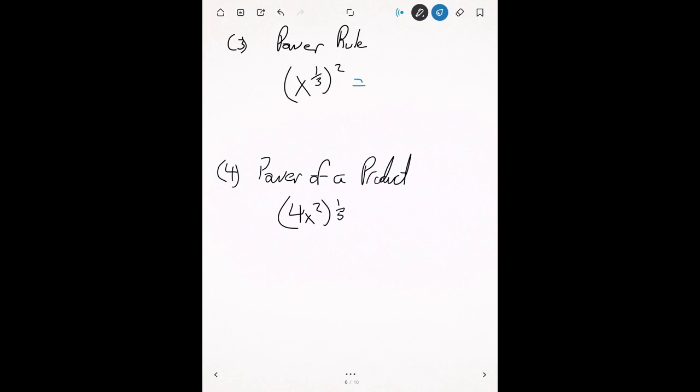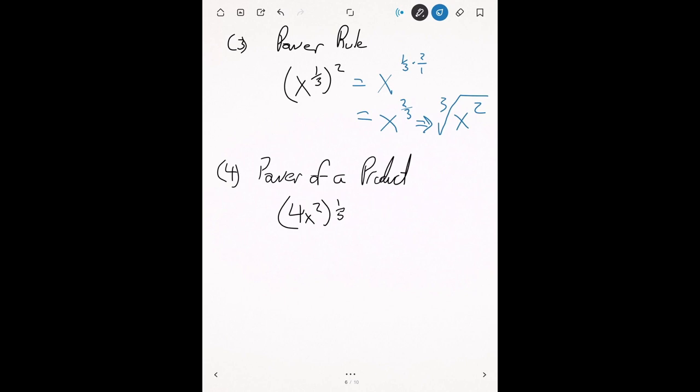Now here's one we all know and love, the power rule. The power rule says if you have some base to an exponent and you raise it to another exponent, all you have to do is multiply the two exponents together. So that's x to the 2/3 power. Or we could write that as the third root of x squared.